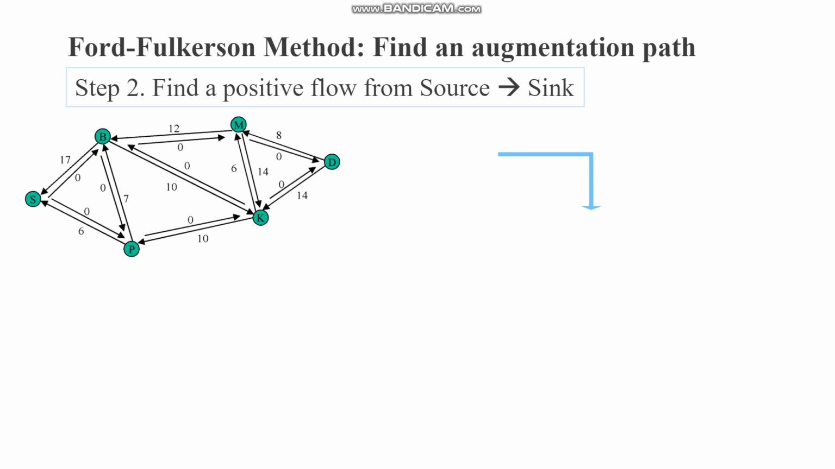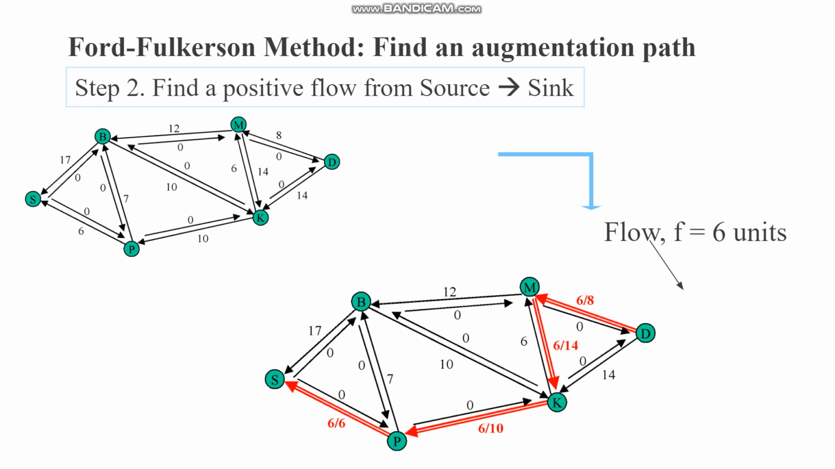In an ordinary flow graph we have source and sink vertices at the beginning and at the end. So here the source is S and the sink is D. So we choose the path S P K D, and the minimum value here is 6 and it will be our flow. So flow equals 6 units.